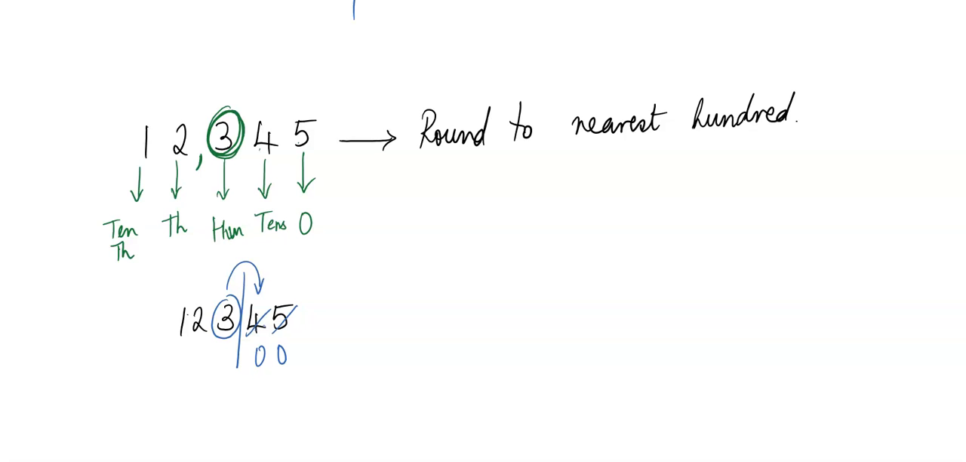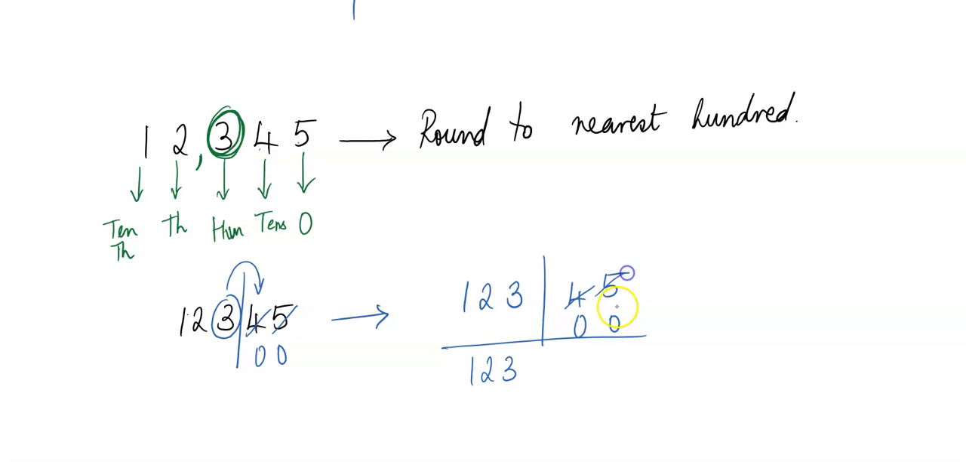If it is below 5, no changes to it. So I have 1, 2, 3, and there is the 4 and the 5. So there is no change. You write it as it is, 1, 2, 3, but these will become 0. So 0, 0. So this becomes 1, 2, 3, 0, 0. That is how you round it to the nearest 100. And see how it ends with 100, the 2 zeros.